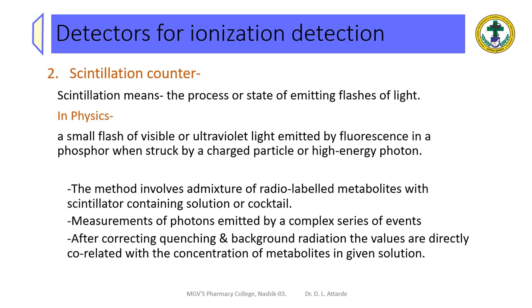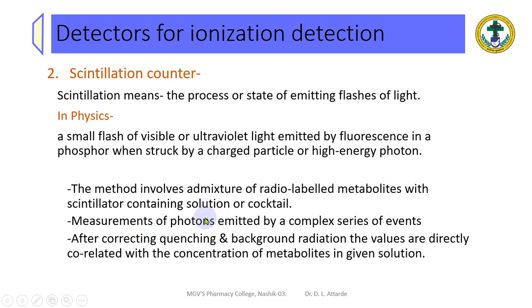Second is the detection by scintillation counter. Scintillation means the process of emitting flashes of light. In physics, it is a small flash of visible or ultraviolet light which is emitted by fluorescence in a phosphor when struck by a charged particle or a high energy photon. So, the method involves admixture of radio-labeled metabolites with the scintillator-containing solution or cocktail. A measurement of photons which are emitted by a complex series of events.